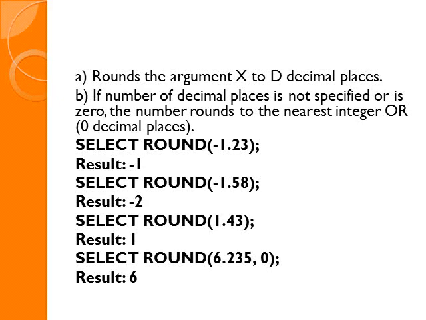SELECT ROUND(6.235, 0). Again, after the decimal it has 3 digits, but the value is less than 5. We have specified that 0 decimal places should be there, so it is rounding off the value to 6.